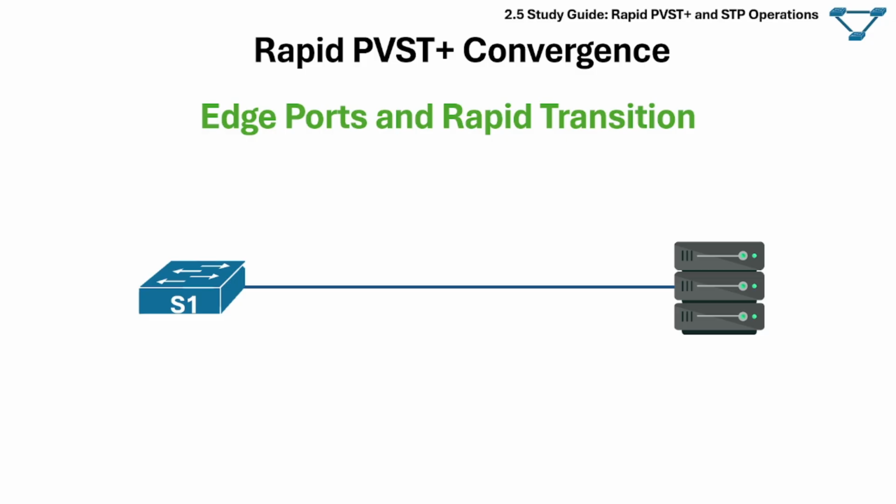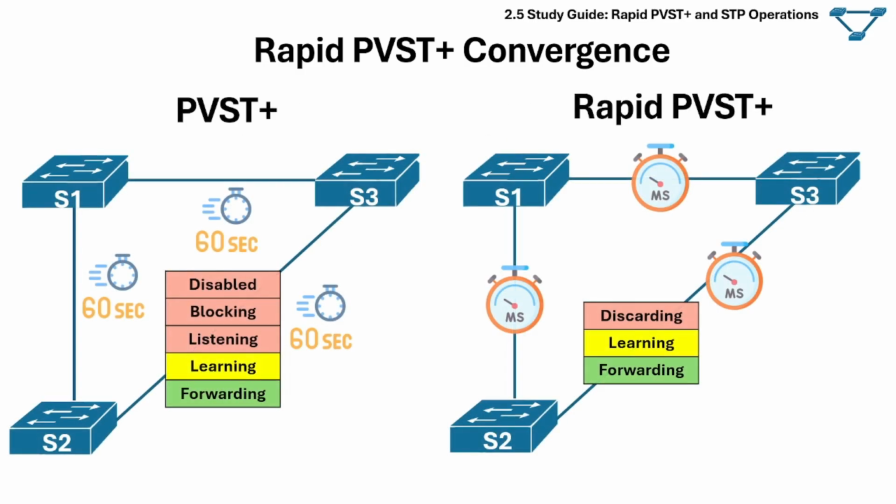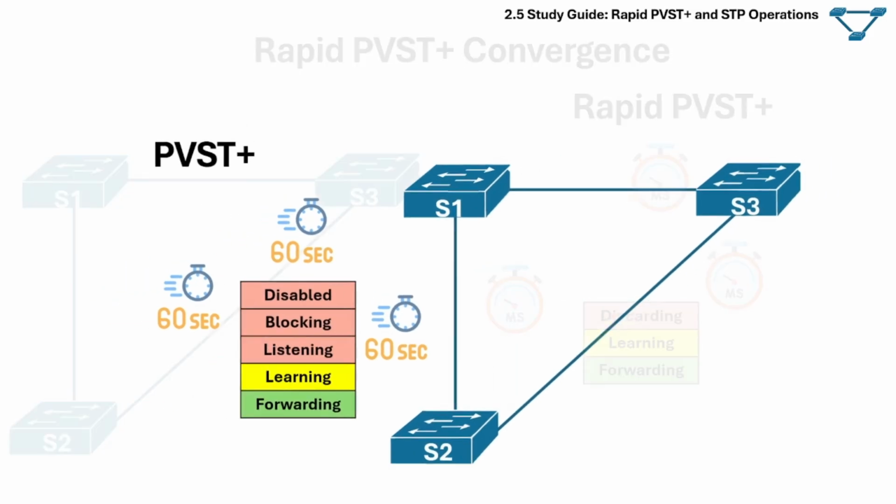Next is edge ports and rapid transition. The edge port connects to a single host and immediately goes to the forwarding state. If a BPDU is received on an edge port, it's treated like a regular port again. Rapid PVST+ provides a significant improvement over traditional spanning tree protocol and allows for much faster convergence times, typically less than a second, compared to the 50 seconds or more that can occur with older STP implementations.